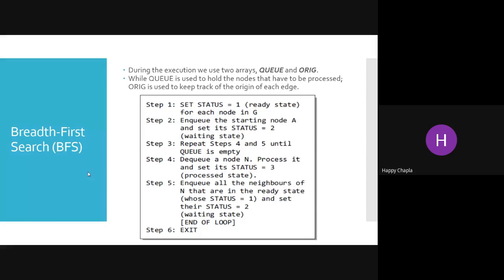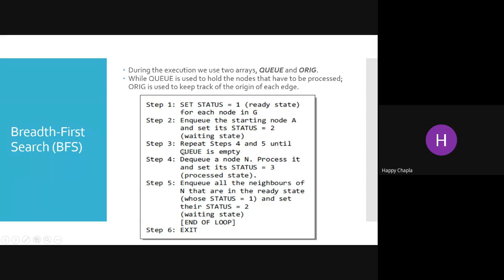Now, step number 1, set the status equal to 1. So, ready state, for each node in G. Right now, every node has status equal to 1. Step number 2, enqueue the starting node A and set its status equal to 2. That means start node जहां से भी आप अपना विजिटिंग करना स्टार्ट करोगे उस नोड का स्टेटस हम 2 कर देंगे. That means it is in a waiting state.